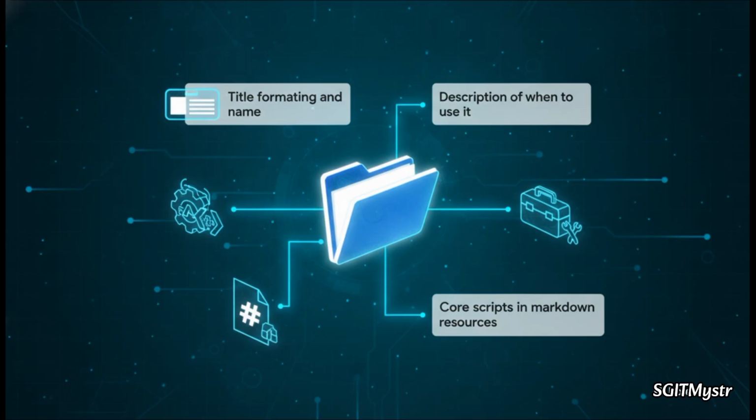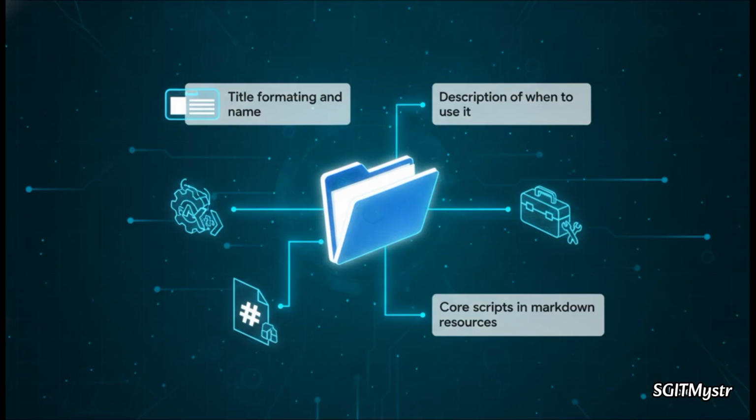Structurally speaking, a skill is elegantly simple. It's basically just a folder. Inside, you have the title of the skill and a description. Now, that description is vital because it tells the system exactly when to auto-load this skill into the LLM's context window. Underneath that, you have the core prompt, usually just written as a simple markdown file, which acts as the strict instructions for the LLM. You can even toss additional scripts and resources into this folder.